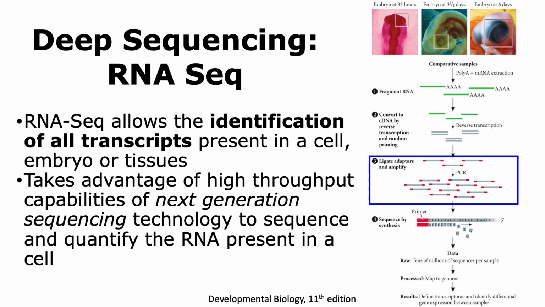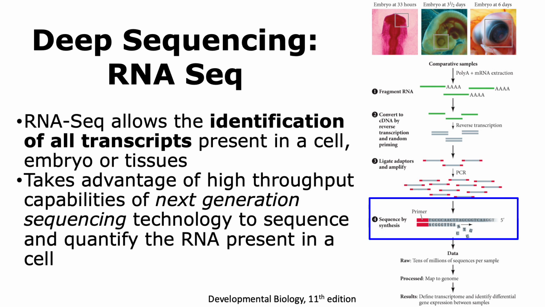Adapters are then ligated and then amplified through the process of PCR, and then sequencing is done. So in this way, we are sequencing all the RNA molecules that have been made in those cells. So a lot of sequencing data is obtained. For example, you get tens of millions of sequences per sample. They are then processed to be mapped to different parts of the genome to identify what kind of RNA molecules we are looking at. And ultimately, we are able to define the transcriptome and identify differential gene expression between samples.